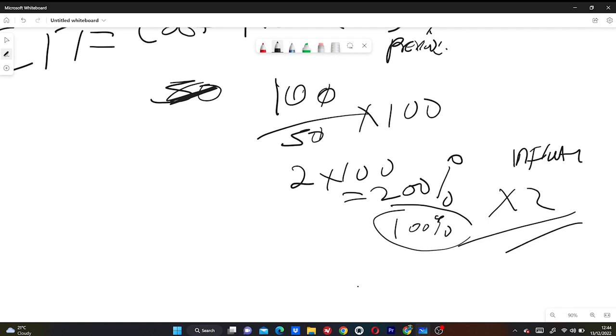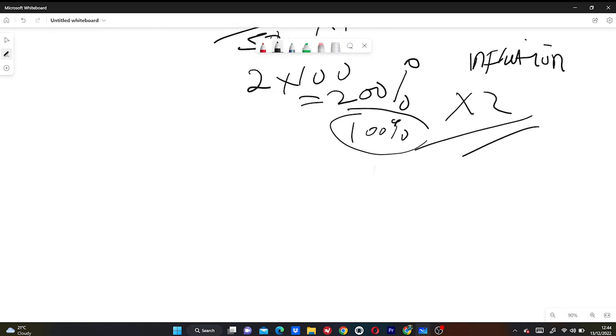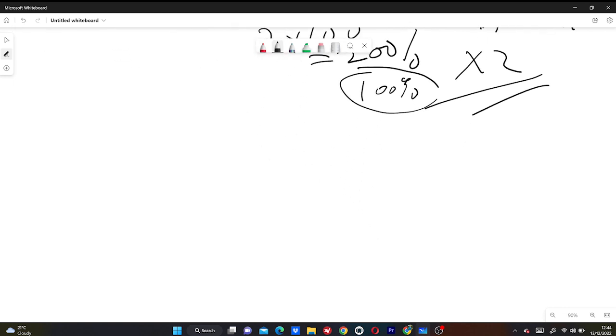The inflation has gone up. Now assume the price of the bread is now going at 50, but previously the price of bread was going at 100. You multiply by 100 and you get the price is at 50%.